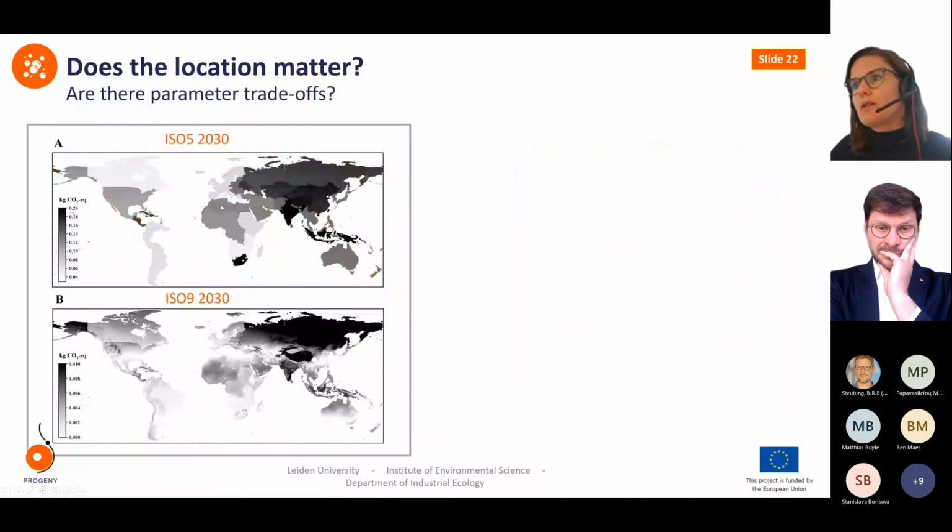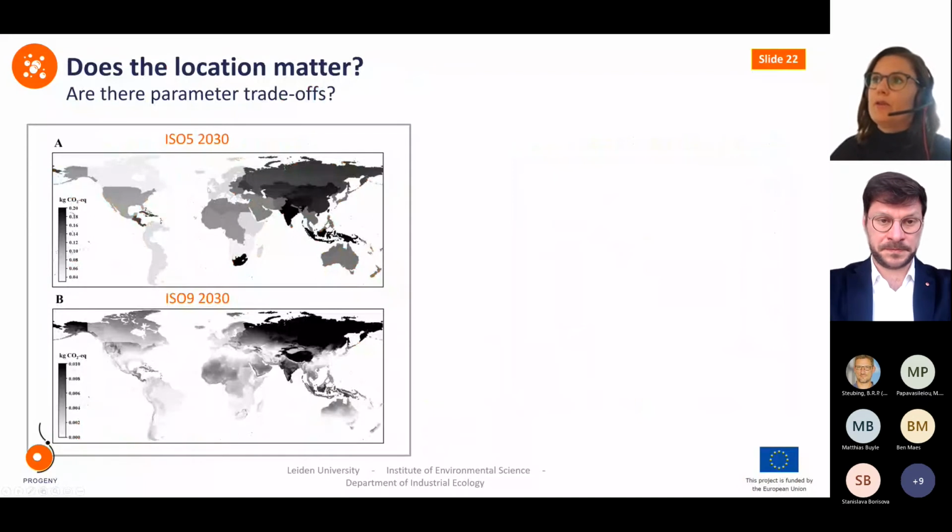Then we were also asking ourselves the question, does the location matter? And is there maybe a trade-off? When does the location matter? And here you can see for ISO standard 5, the indicator map for the year 2030, and for ISO 9. For ISO 5, it looks more like the region map for the energy mixes. But for ISO 9, it looks more like the temperature map. So there must be a certain kind of trade-off between the parameters we chose.